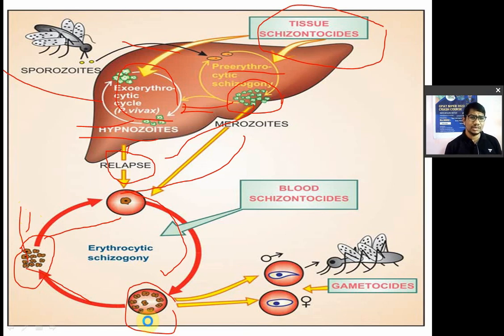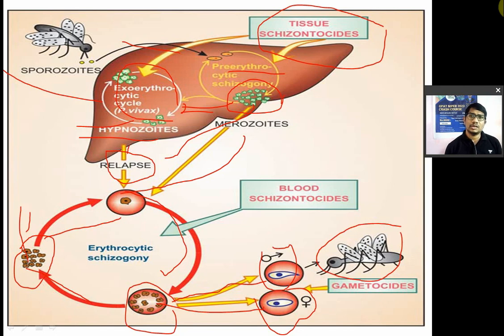Now in the RBC, these merozoites are of two types, small cells and large cells. These cells are differentiated into large and small cells. Large cells are known as macrogametes, a male gamete, and small cells are known as microgametes, a female gamete. They will get entry into the mosquito upon a subsequent bite, and that is known as gametocytes.